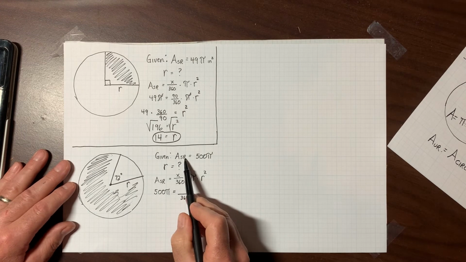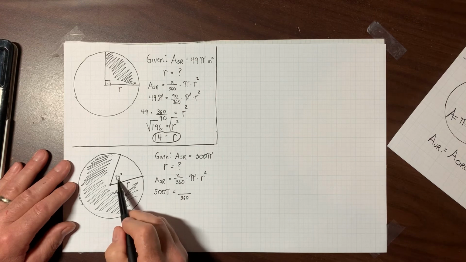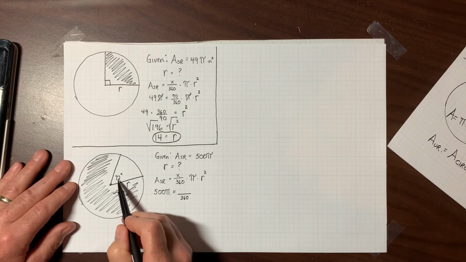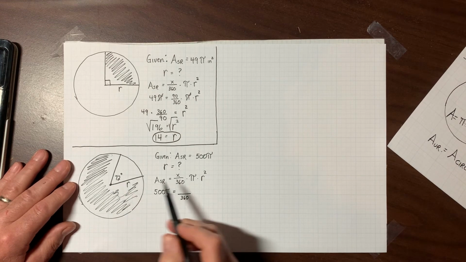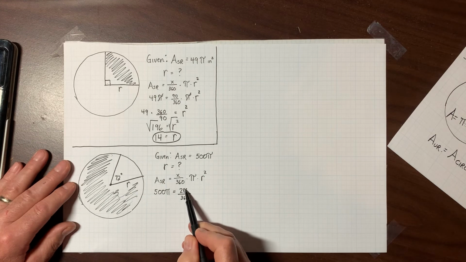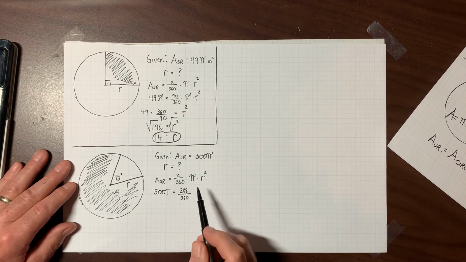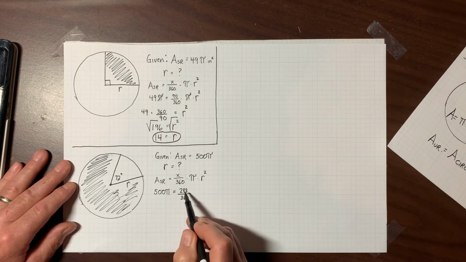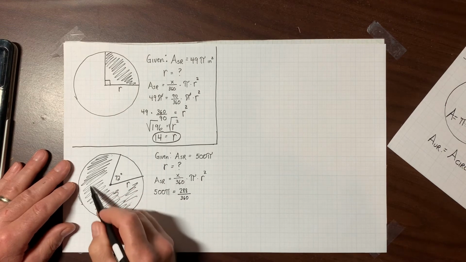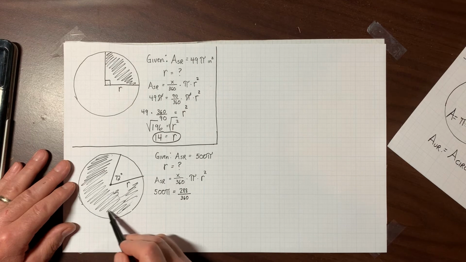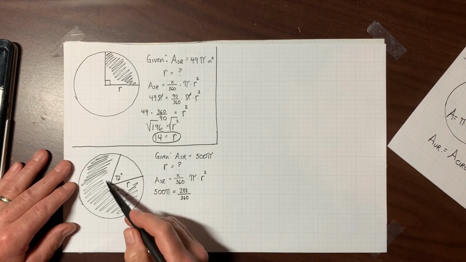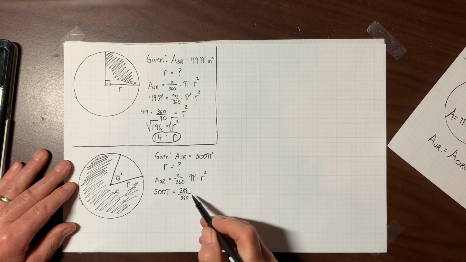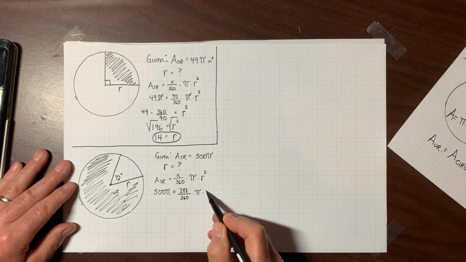The shaded region does not correspond to that 72 degrees. The shaded region would be 360 minus 72 degrees, which would be 288. It's important for you to put 288 right there, and it's important that you understand why we're putting 288 right there. It's because the shaded region is a 288 degree arc. The part of the circle that's shaded is 288 over 360 times pi times the radius squared.